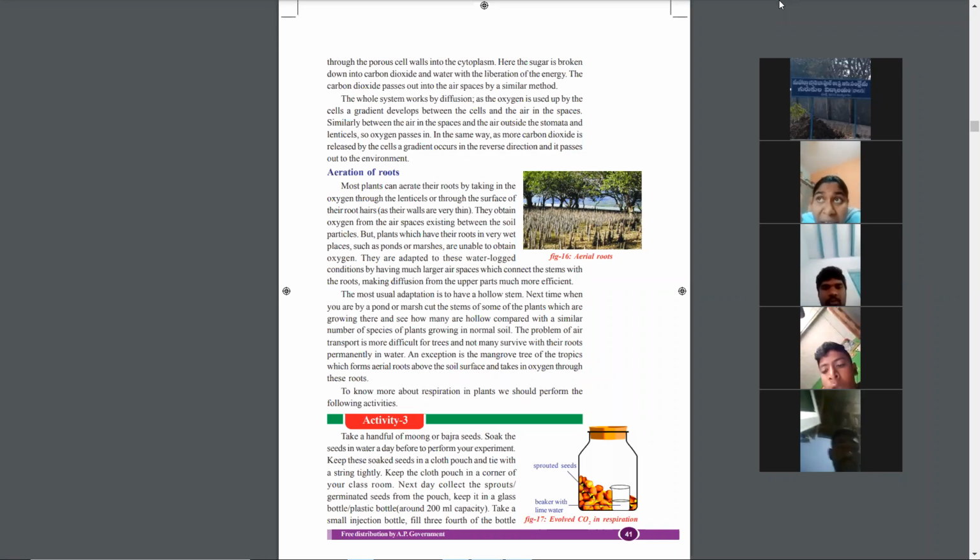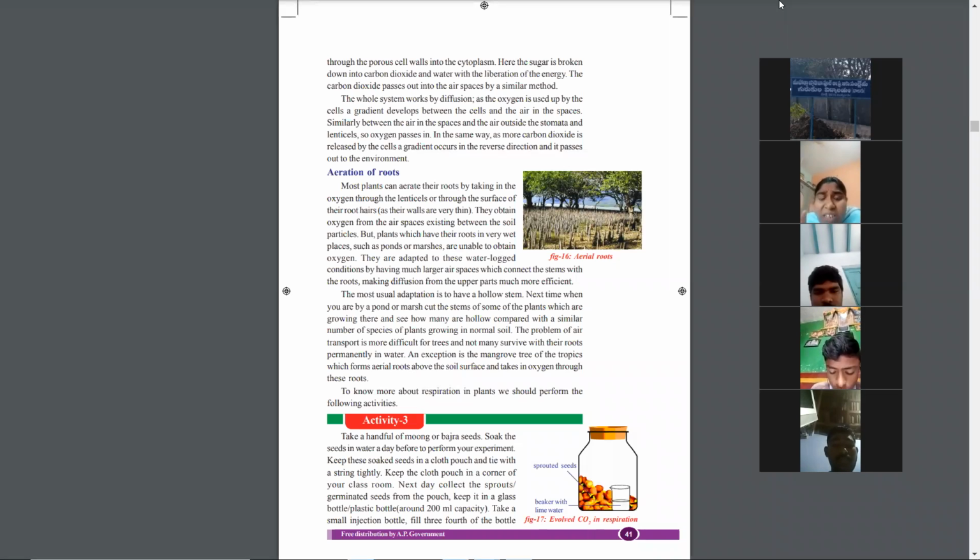So these plants do the diffusion from the upper parts more efficiently. They have such a mechanism, they can carry out the diffusion process from the upper parts with more efficiency. In that case, they have different adaptations also. These plants have an adaptation like a hollow stem. They maintain a hollow stem. Hollow means empty. They maintain an empty stem.